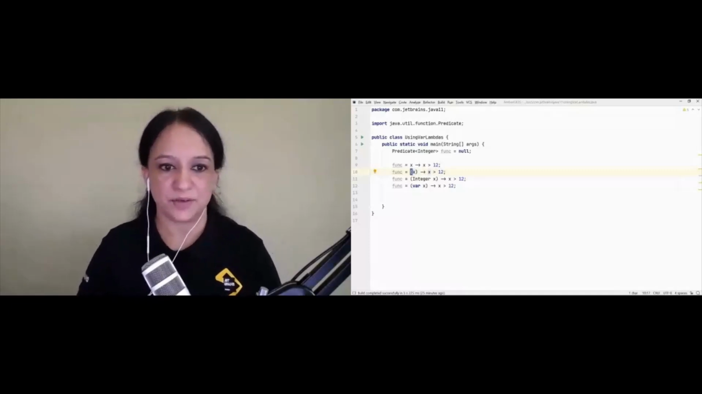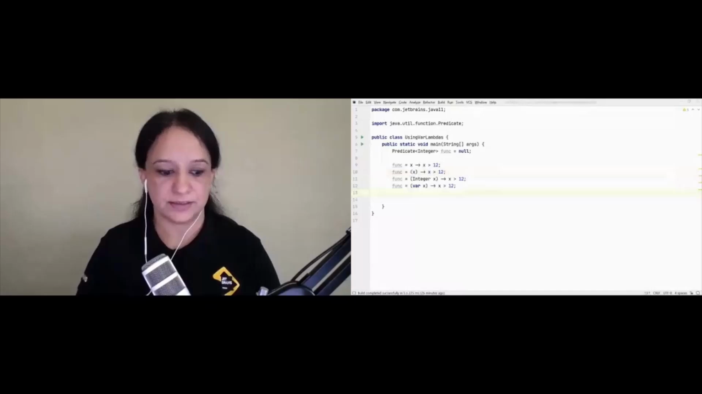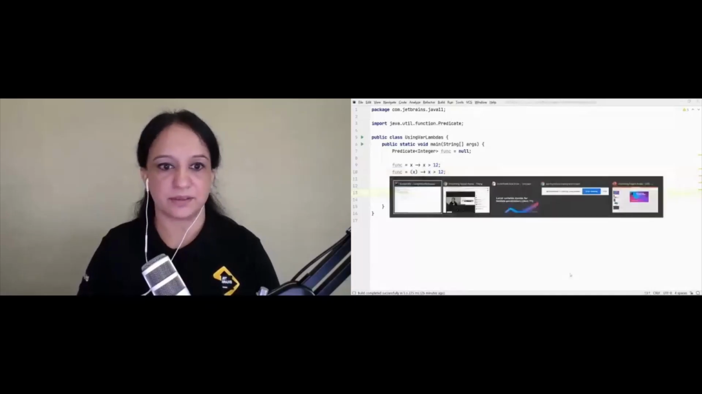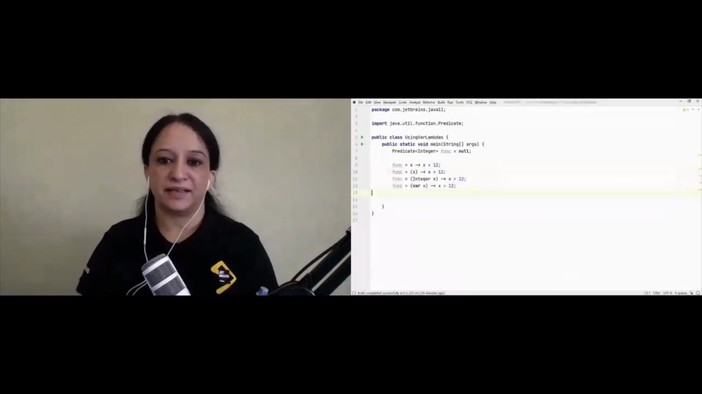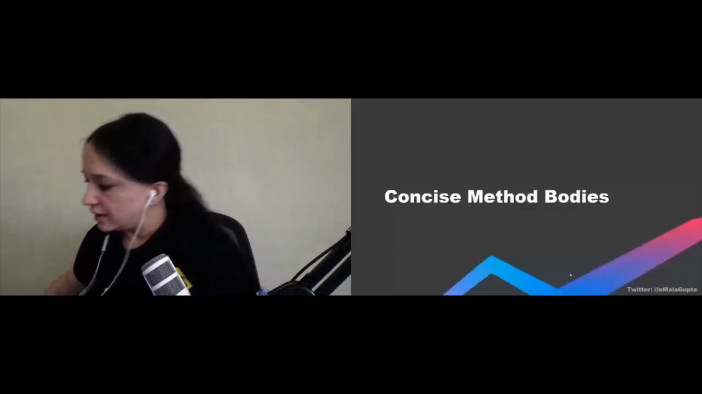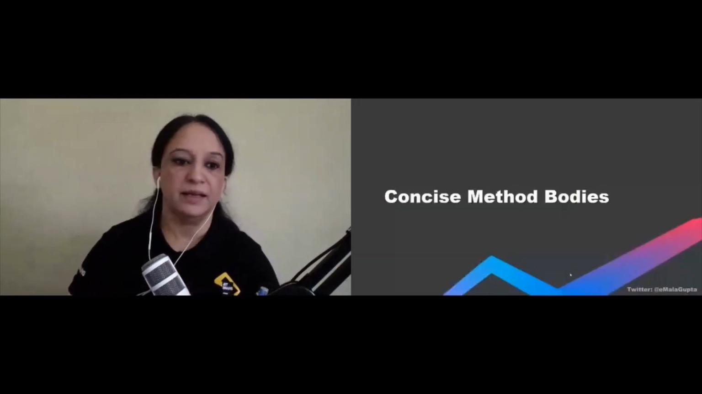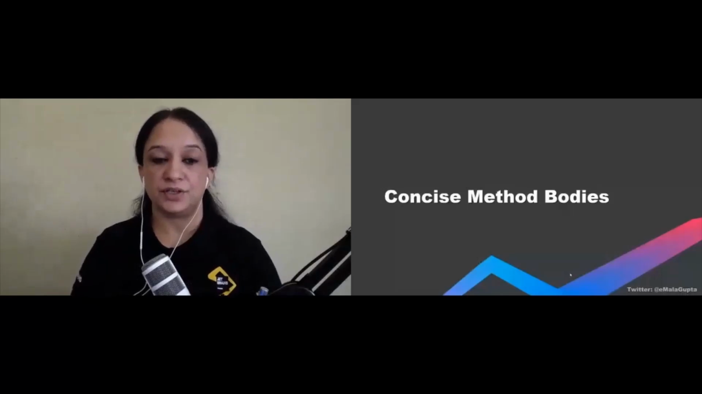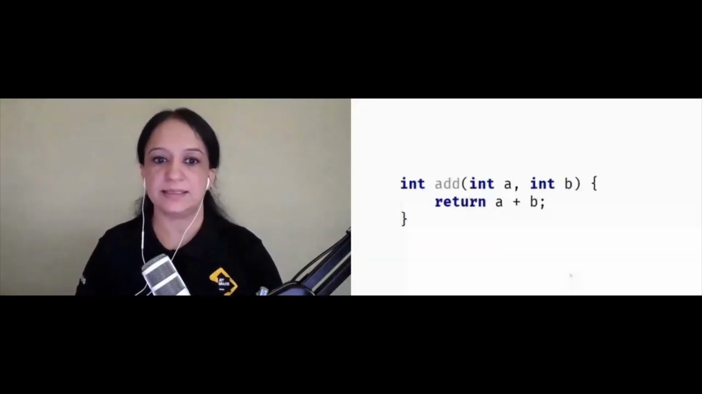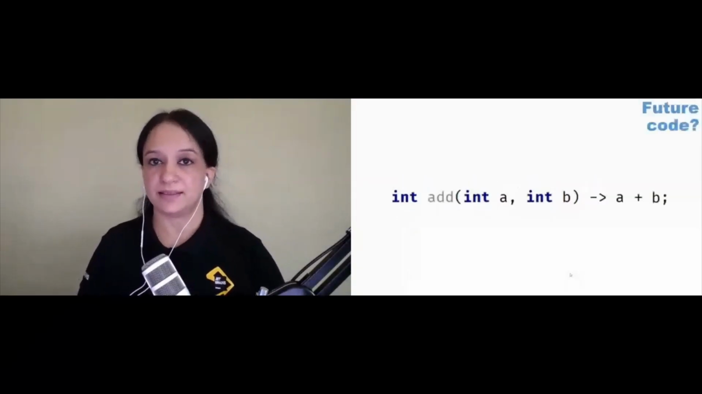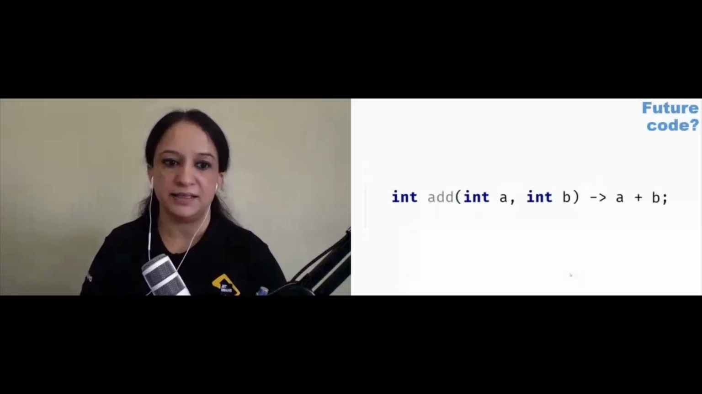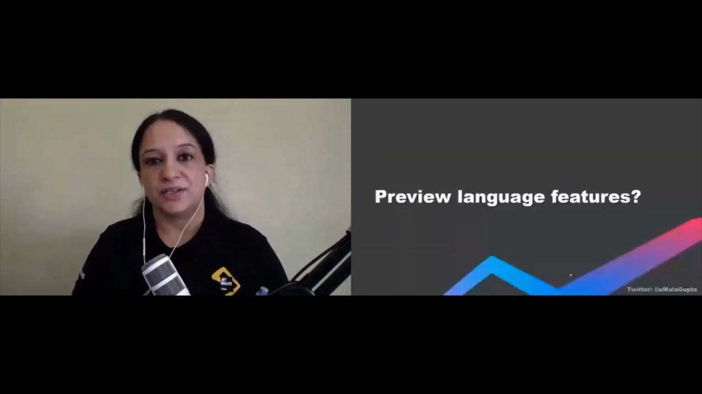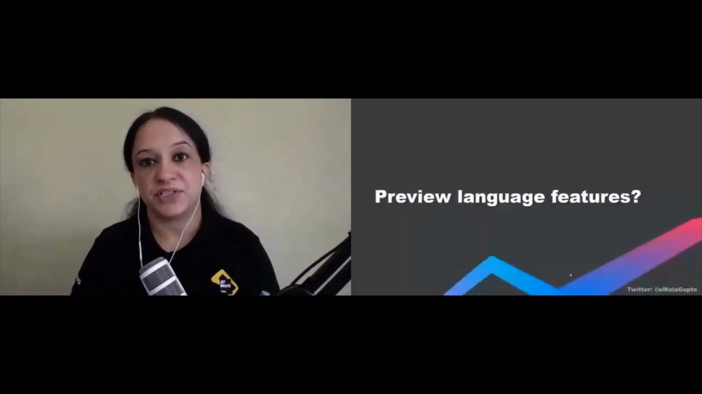Okay, so now let me go back to my presentation. Where is it? Oh my God, did I miss it? Okay, right. In a future version, we're running out of time, already 5 minutes. In a future version, you could define concise method bodies. If you have a method like this, a single line method, you could define it like this. Looks familiar, right?